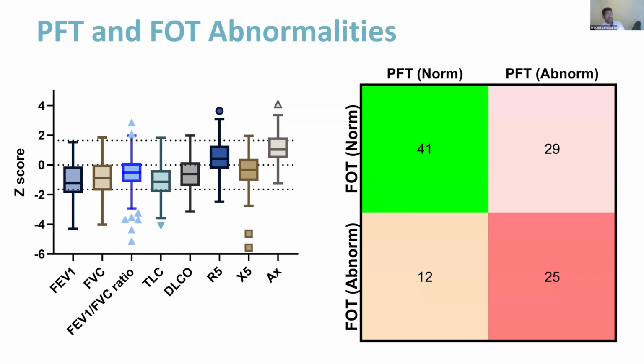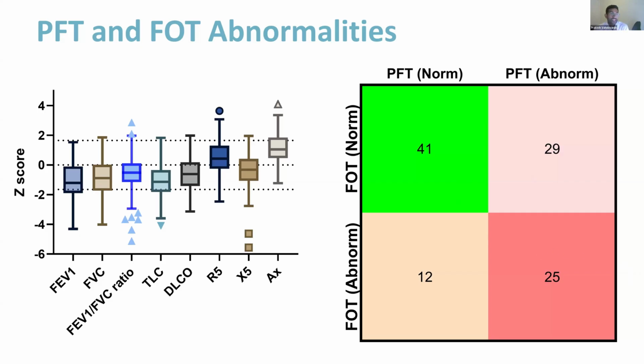Now, the following graphs capture the Z-scores of our entire cohort on lung function testing and oscillometry. We can see on the left that there was a tendency towards a reduced FEV1 and FVC, and a reduced TLC and DLCO, with quite a wide range from supranormal to severely impaired. There was a tendency towards an increased R5, reduced X5, and an increased AX, with again some patients demonstrating quite severe impairment. On the right, we summarize the normal and abnormal lung function testing on the basis of a Z-score that was less than minus 1.65.